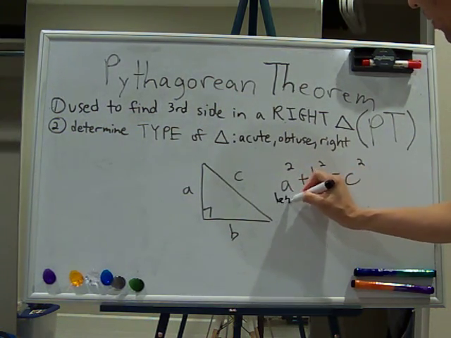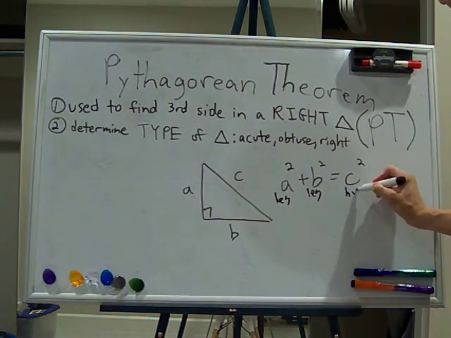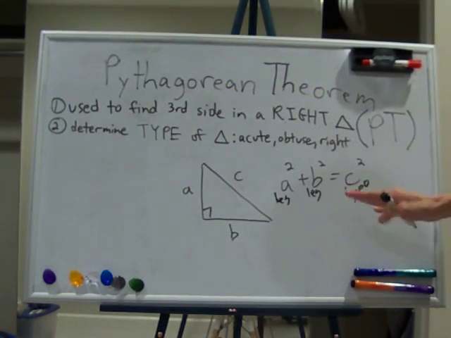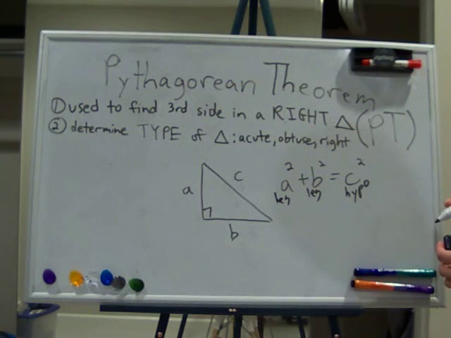Make sure you remember that. Do not put the hypotenuse over here and don't put a leg over here. It's a very common mistake. Don't do it. Okay? So let's do an example.